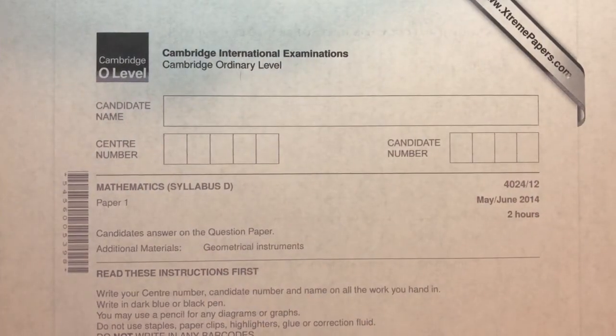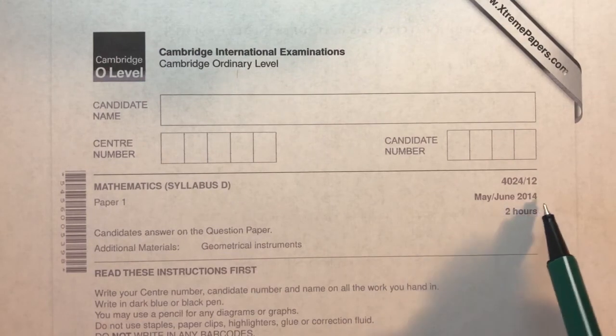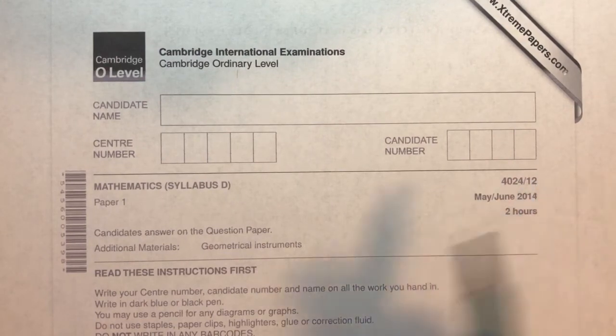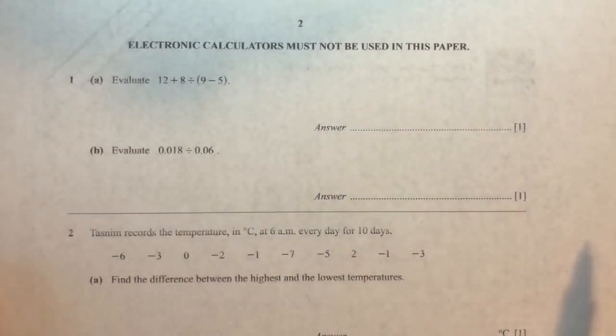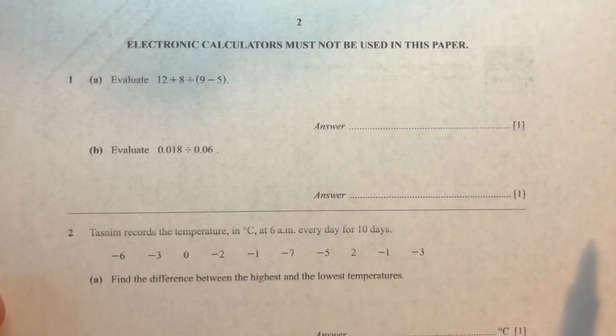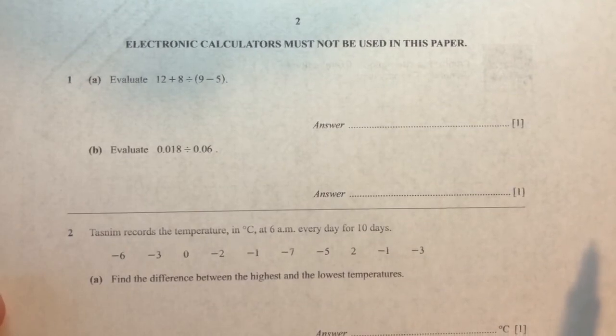Today we are going to do the paper May-June 2014, paper 1, and that will be O-level math. So let's go to question number 1. Question number 1 is evaluate 12 plus 8, divide, bracket 9 minus 5.